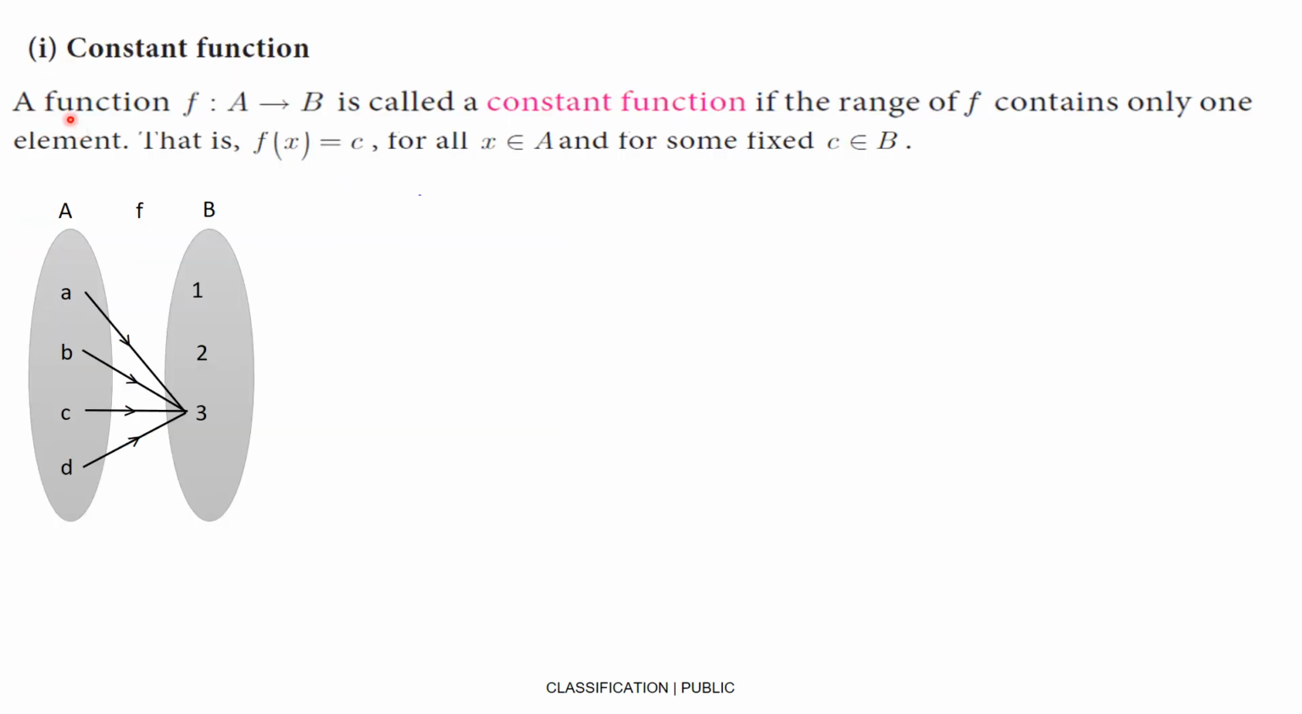Next, constant function. A function f such that A tends to B is called a constant function if the range of f contains only one element. That is, f of x equals c, constant for all x belongs to A and for some fixed c belongs to B. Here you see a, b, c, d are elements. Every element is related to only 3. That is a constant function. Clear?